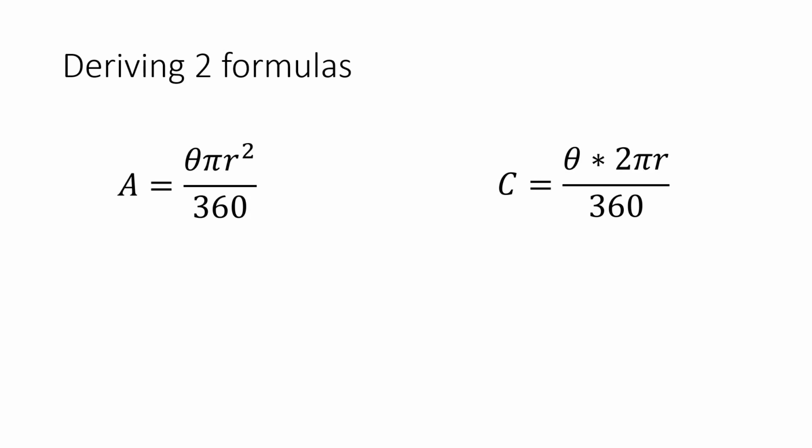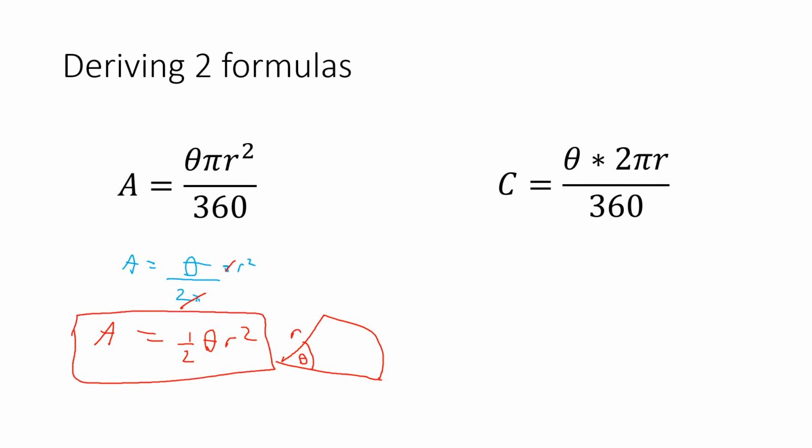Now, let's do the same thing, but for radians. So, the area is going to be theta over 2 pi times pi r squared. Yeah? The pi's will cancel out. And so what we're left with is area is equal to a half theta radius squared. Okay? If I can actually show you an example. So this is theta. This is the radius. That is the area of the sector.